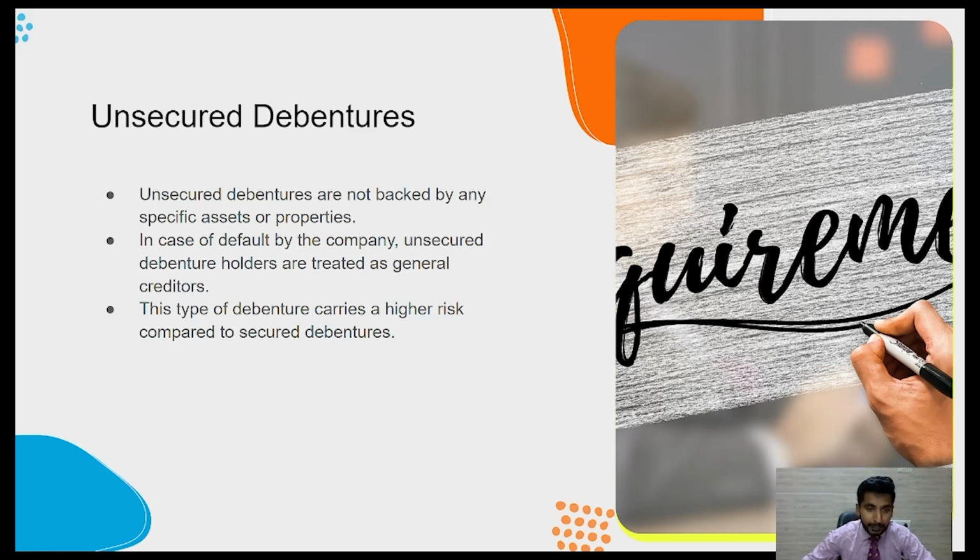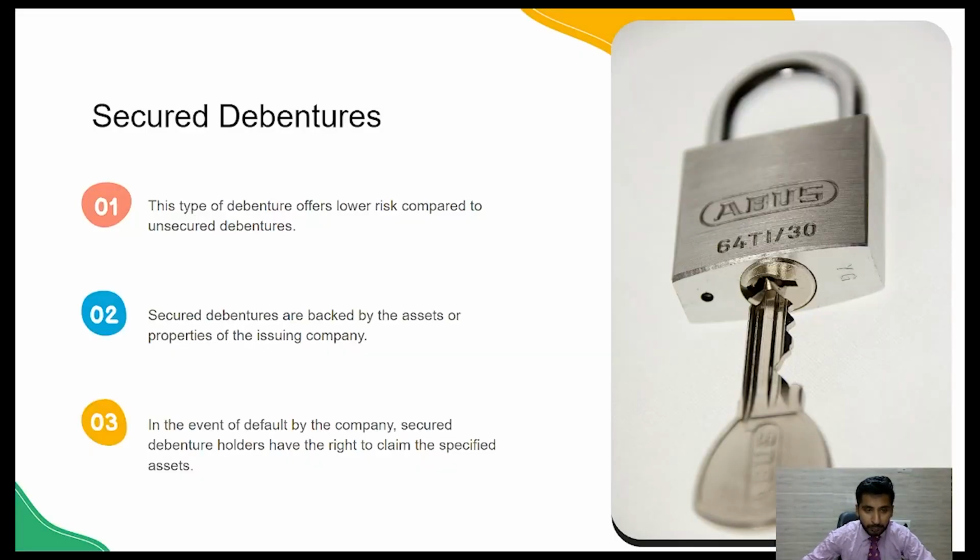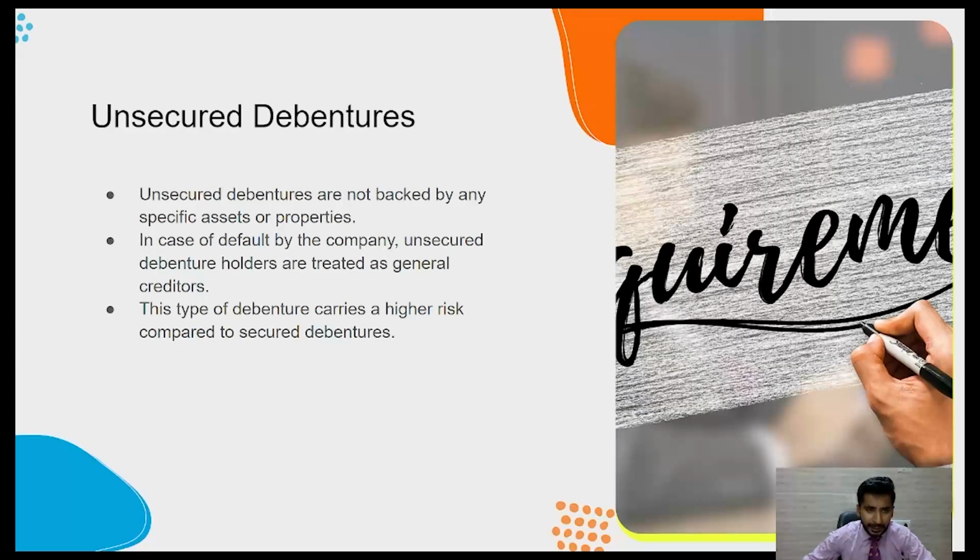So basically, unsecured debentures have higher risk because in the case of secured debentures, holders can ask for the specified assets, since they are backed by the assets or properties of the issuing company. But in the case of unsecured debentures, that is not the case, and that is why they carry a higher risk as compared to secured debentures.